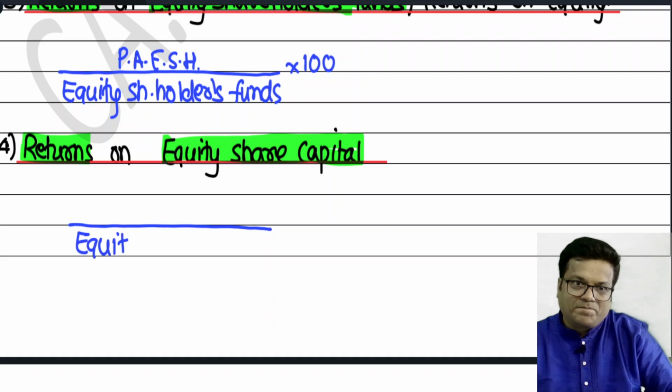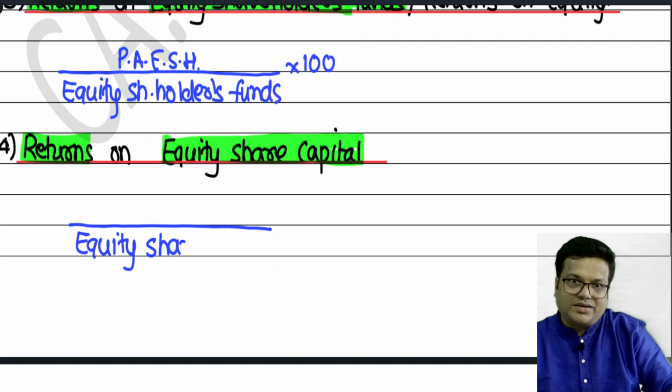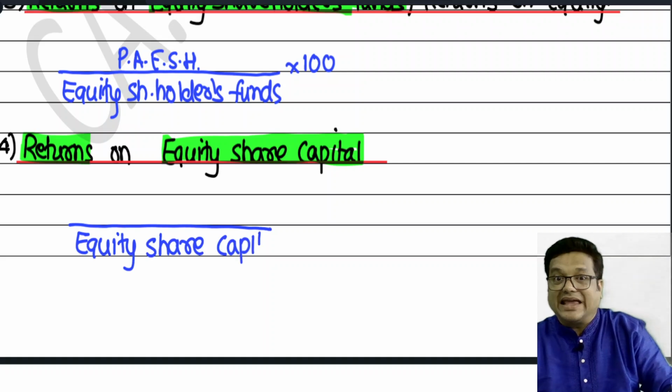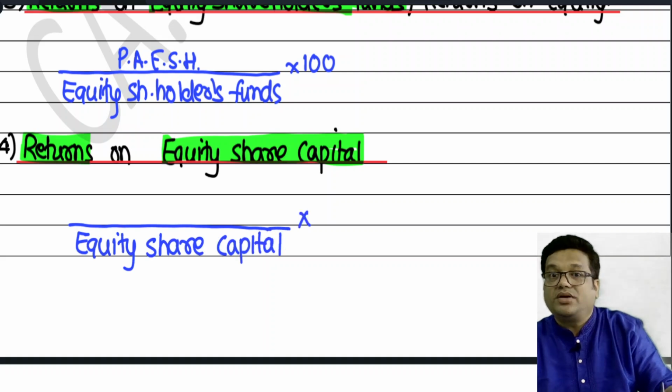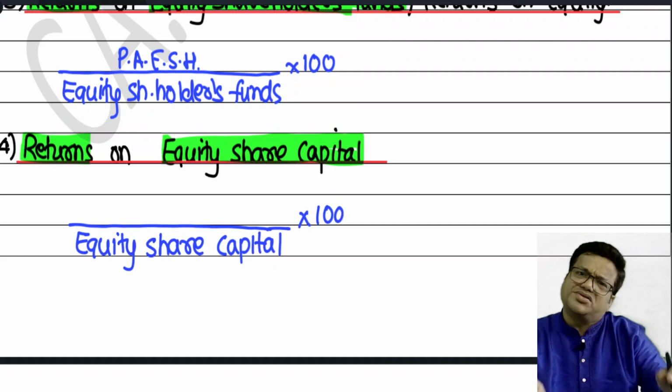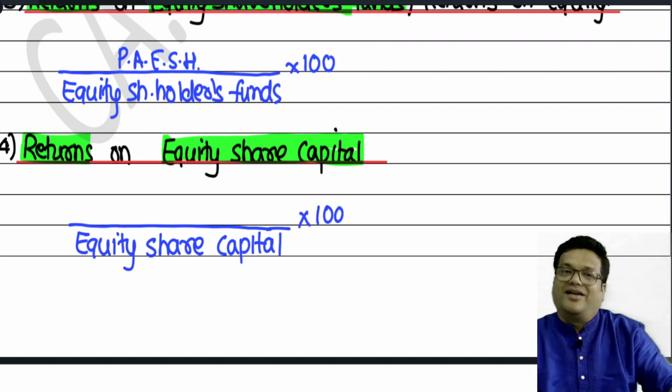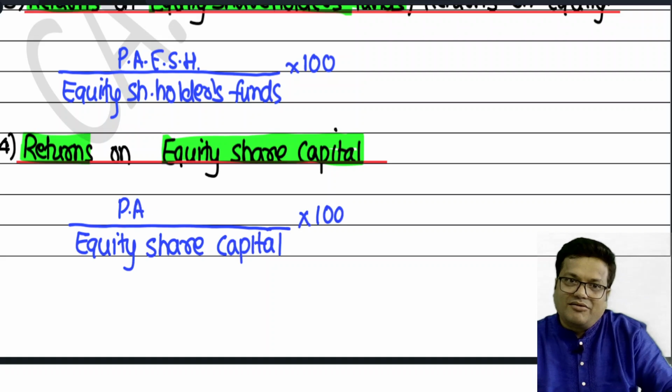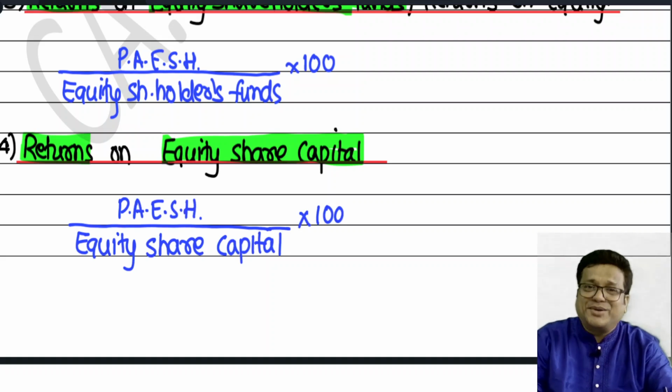So here we'll write equity share capital. So people, numerator will not change. Earlier also it was PAISH. Now also it would be PAISH only. Profits available for equity shareholders.